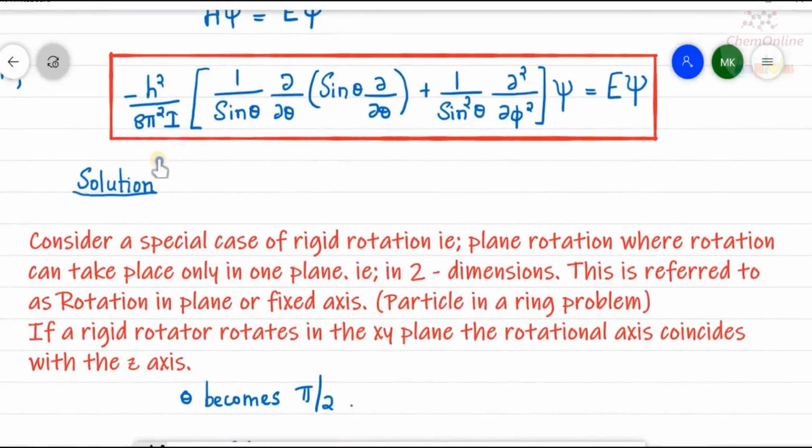We had the Schrodinger wave equation minus h square by 8 pi square I, 1 by sin theta dou by dou theta sin theta dou by dou theta plus 1 by sin square theta dou square by dou phi square into xi equals E xi. Now we have considered the rotation taking place only in the xy plane. Then theta becomes pi by 2. So if theta becomes pi by 2, then this term will be 0. The only term left will be dou square by dou phi square.